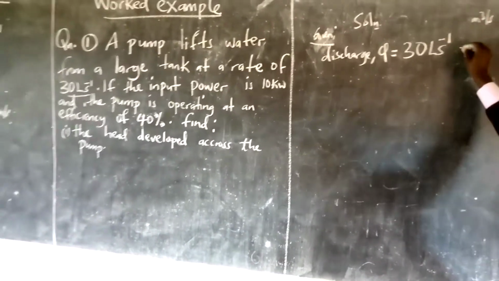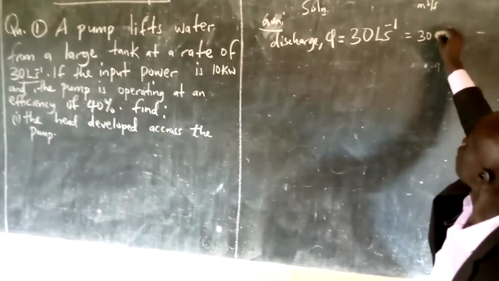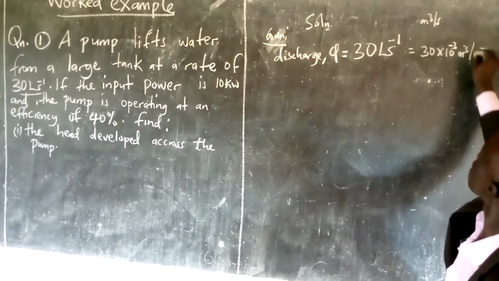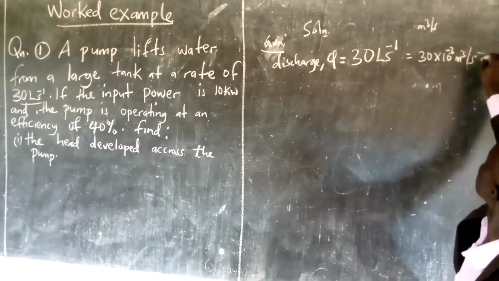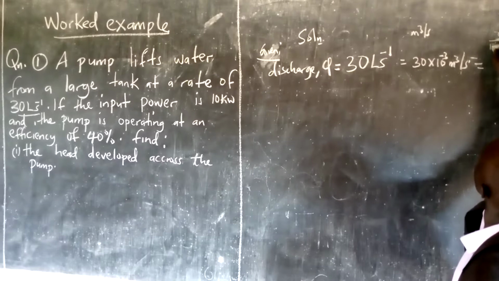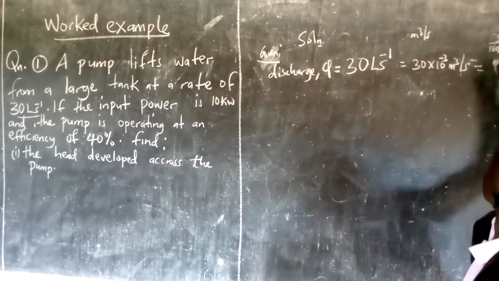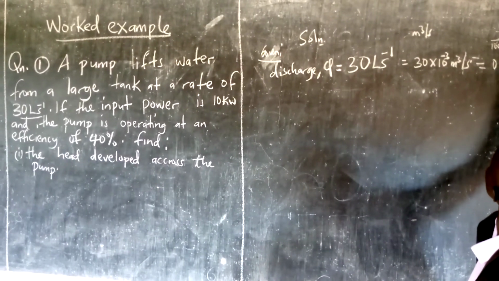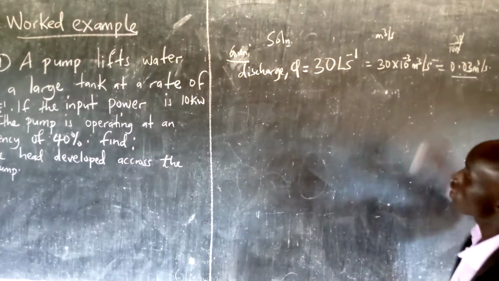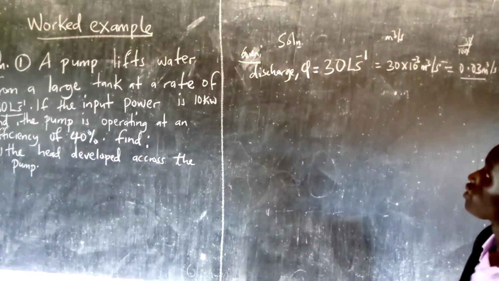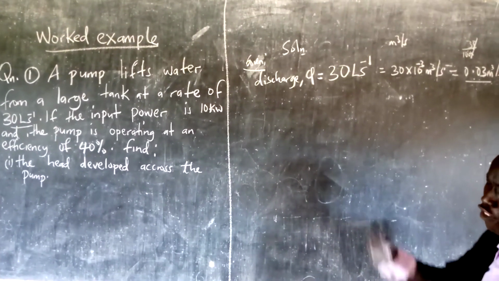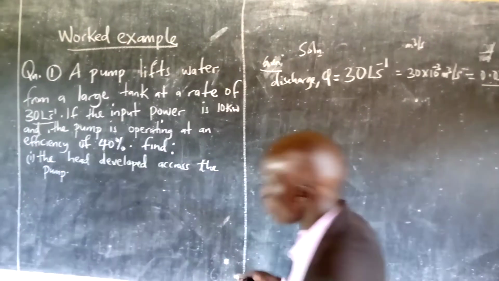So we can say it's going to be equal to 30 times 10 power negative 3 meters cubed per second. When you divide this, 30 divided by 1000, you get 0.03 meters cubed per second. This is our discharge. But this is just a small conversion. If you want to go from first principles, there's no problem. You can go through it.